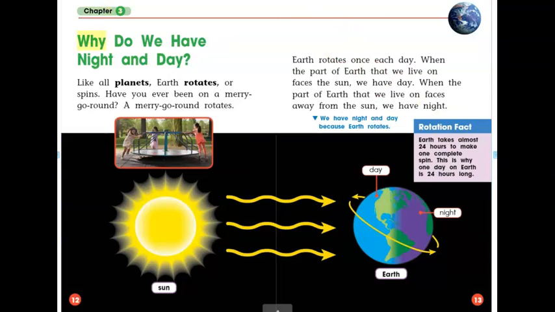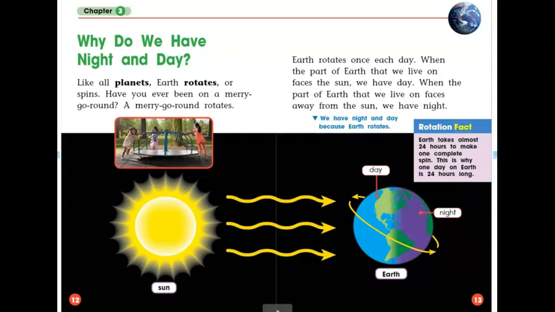Chapter 3. Why do we have night and day? Like all planets, Earth rotates or spins. Have you ever been on a merry-go-round? A merry-go-round rotates. Earth rotates once each day. When the part of Earth that we live on faces the sun, we have day. When the part of Earth that we live on faces away from the sun, we have night. We have night and day because Earth rotates.